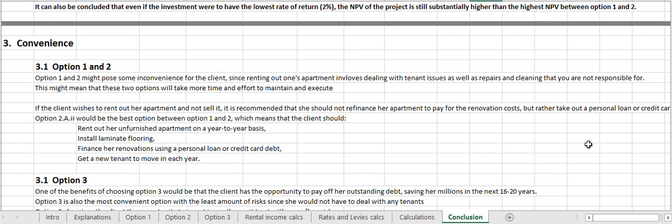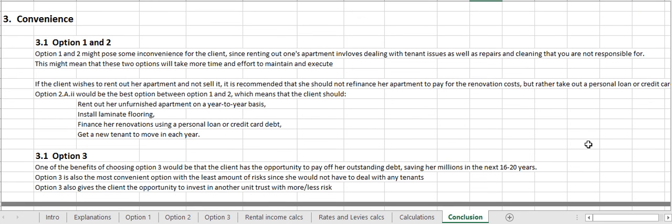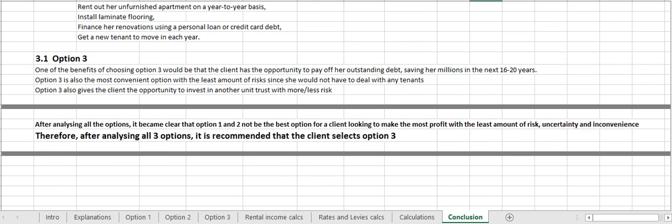Thirdly, softer factors, namely convenience, were taken into account. This includes the fact that options 1 and 2 would require more time and effort to execute, since tenants require assistance and selling your apartment means giving the responsibility to someone else. After taking all of these aspects into account, it can be concluded that option 3 will be the best option with the lowest risk, highest NPV value, and most convenience.